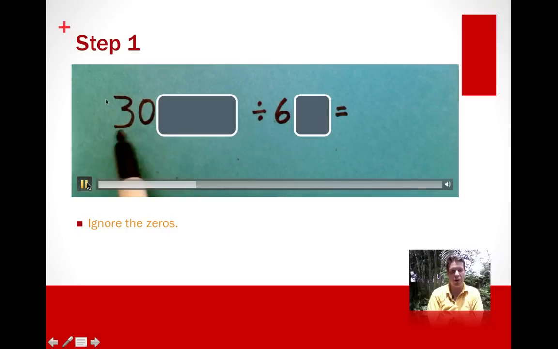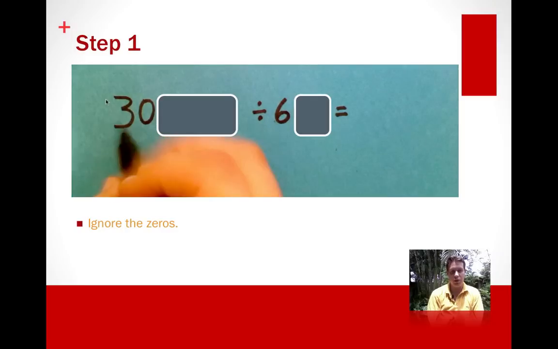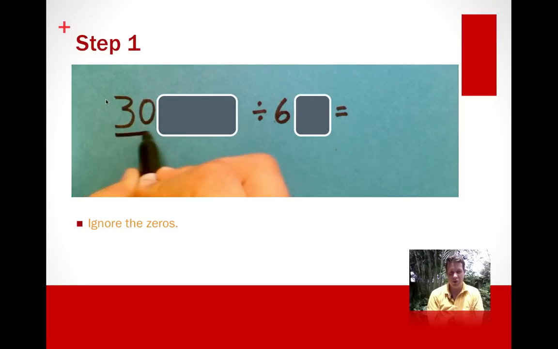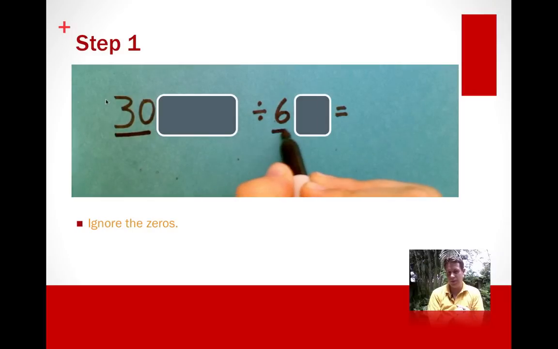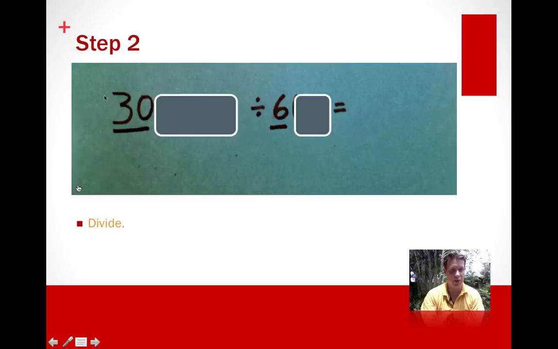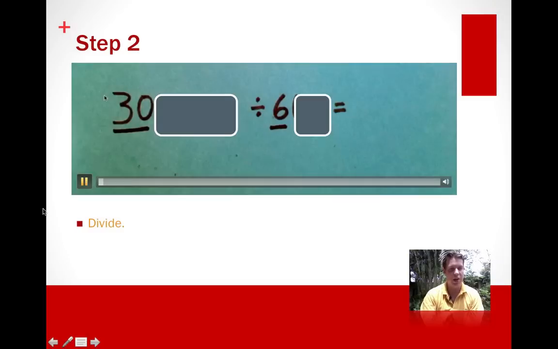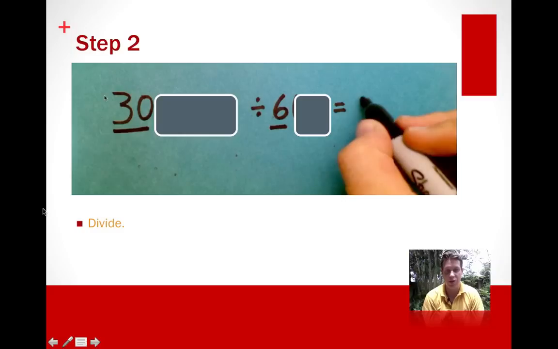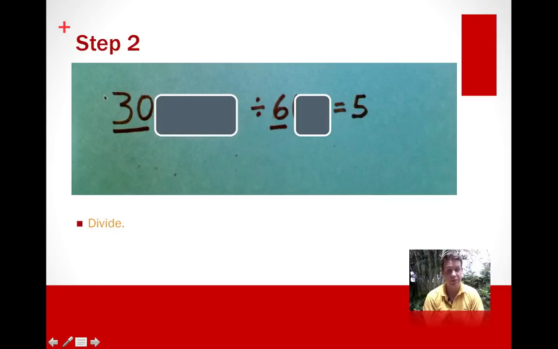All right, so 30, we're going to focus on this 30 now. So we're going to ignore almost all the zeros, but not one of them. All right, so 30 divided by 6 is going to be our problem. All right, so the next step we're going to divide, and 30 divided by 6 is, of course, 5. Okay, and to double check that, we're going to think 5 times 6 is what? Well, 5 times 6 is 30. Okay, so far so good.